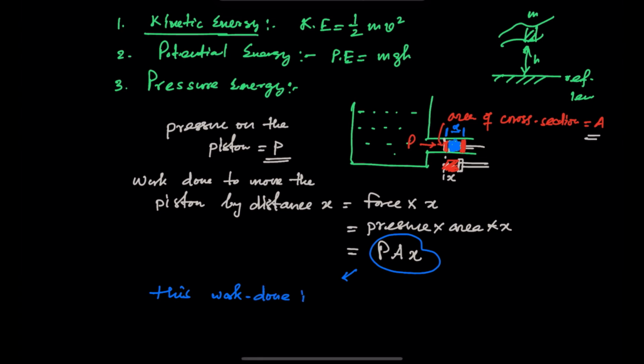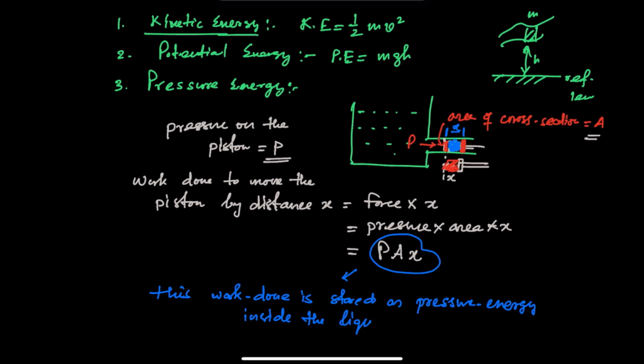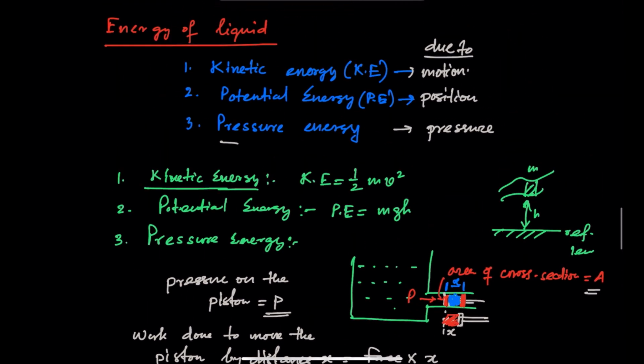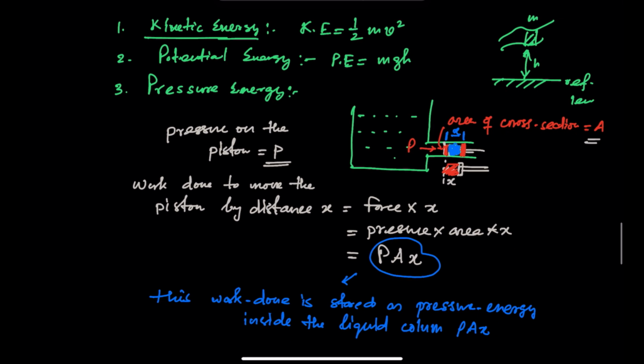So this work done is stored as pressure energy inside the liquid column, of volume A x. So we have already discussed kinetic energy, potential energy, and pressure energy. That is all for today, and in the next class we shall be discussing Bernoulli's theorem and we shall learn how to derive it. Thank you.